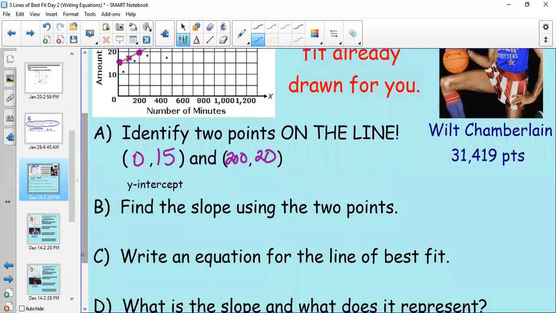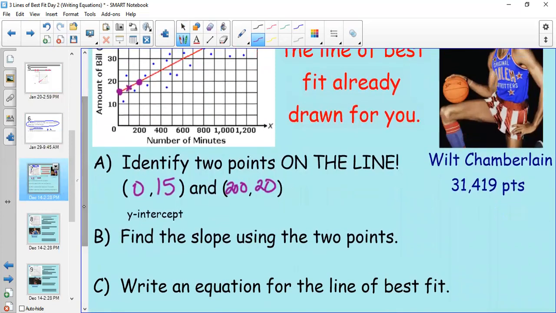All right, now we're going to use those 2 points to find slope. It's up to you if you want to look at your graph to help you see the rise and the run, or if you want to use your 2 points by making it a table to see the change in the X and the change in the Y. Either way, you should get the same answer.